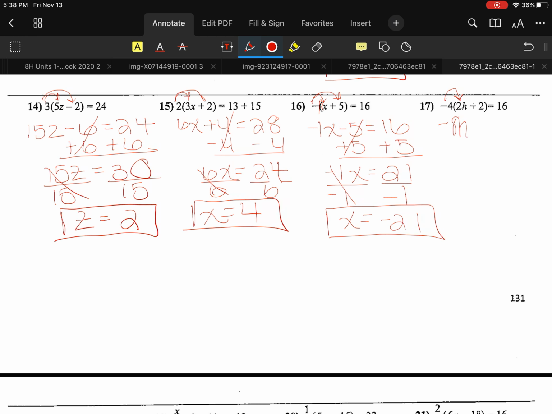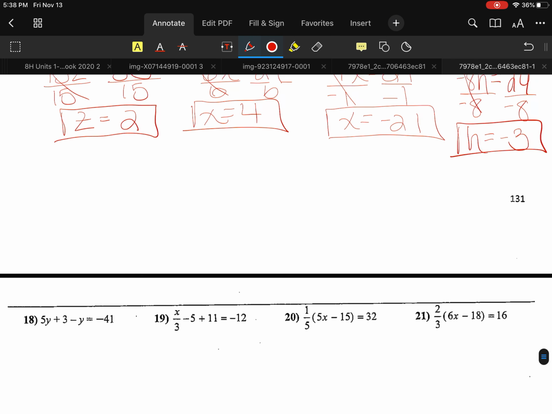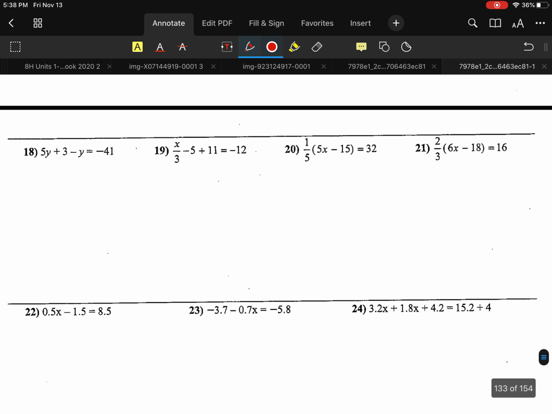Negative 4 times 2. Negative 8h. Negative 4 times 2, again, is a negative 8 equals 16. The inverse of subtracting 8 is to add 8. Get it over to my constant. Negative 8h equals 24. Now divide by negative 8. H equals negative 3. Again, you use your calculator to double and triple check all of your steps and your integer rules.